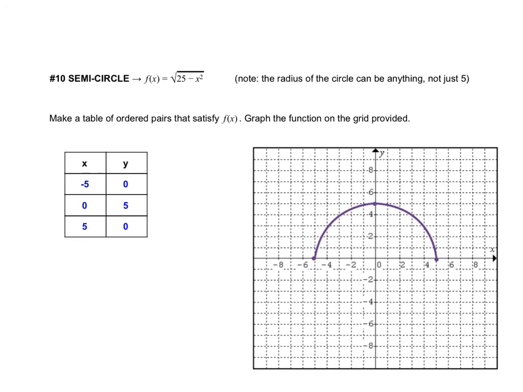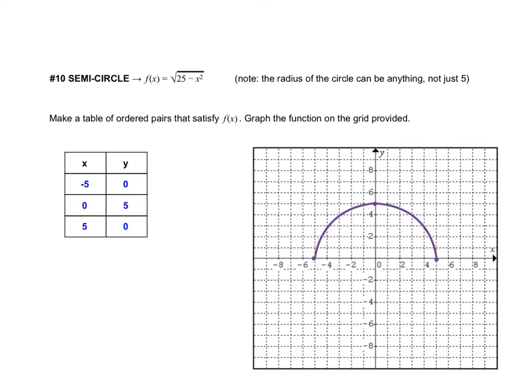Next, we have a semicircle. And here we have the square root of 25 minus x squared. And if you look at the graph, you can see that the radius is 5. Now, it can be anything. It doesn't have to be 5. It really depends on this value here.